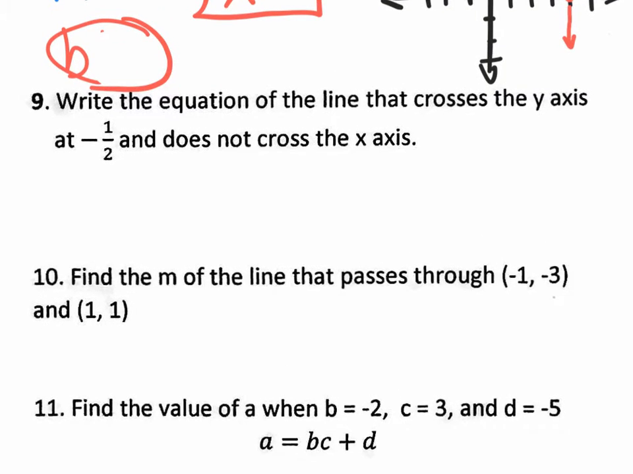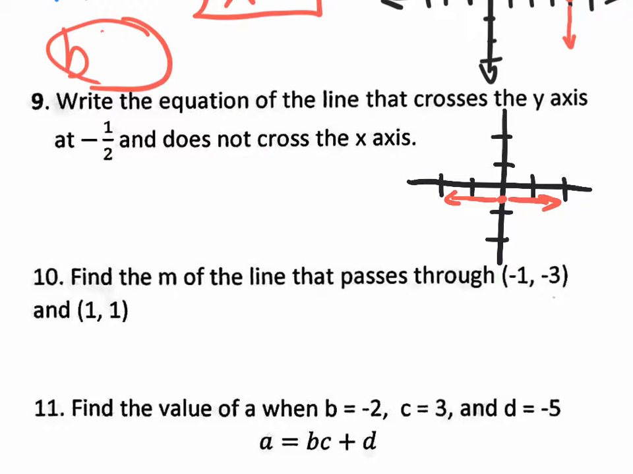Number 9, write the equation of a line that crosses the y-axis at -1/2 and does not cross the x-axis. Let's get a visual. So there's my xy coordinate plane. It crosses the y-axis at -1/2. So it's halfway down to -1. That's where it's going to cross. And it says it does not cross the x-axis. So we're talking about a line that's perfectly parallel to the x-axis. It's running side to side. That's horizontal. That has no slope.